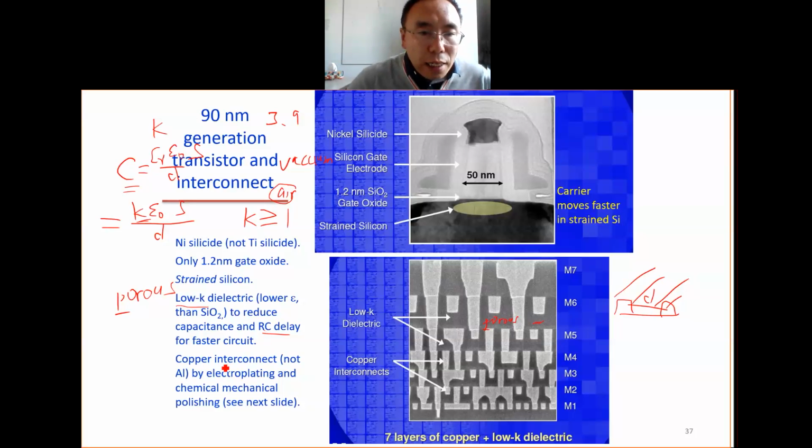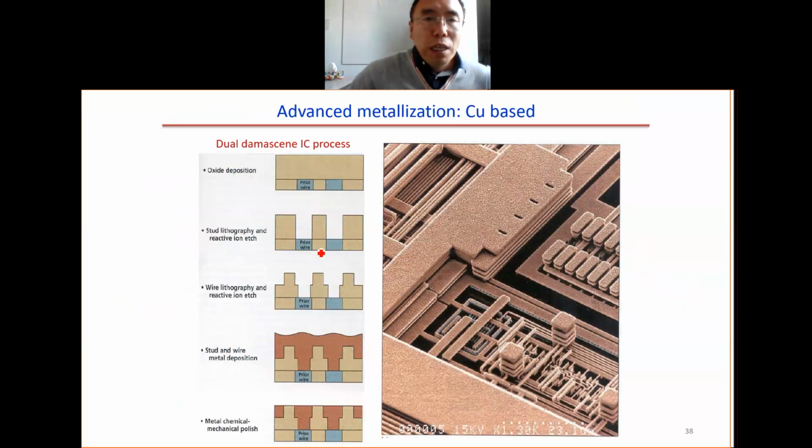Next is the interconnect. In the lecture, we talked about aluminum. Nowadays, people no longer use aluminum because copper has smaller resistivity than aluminum. This is done by this process. First, we have silicon oxide. Then we do lithography and etch to make the slot holes. Then we do another lithography and etch, the wire lithography and etch, to pattern the oxide.